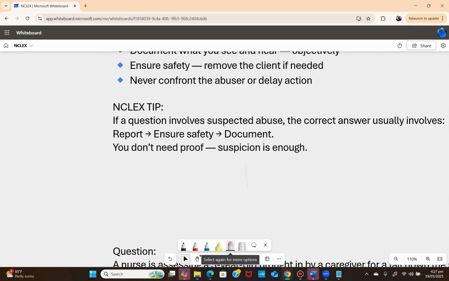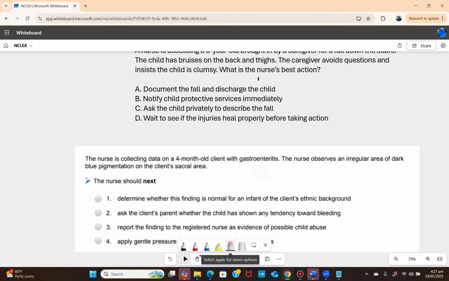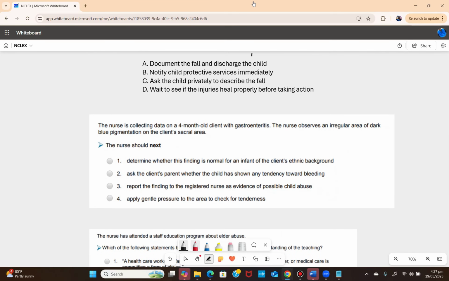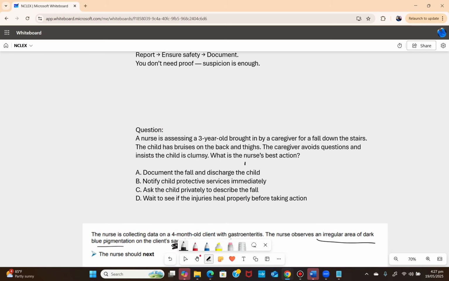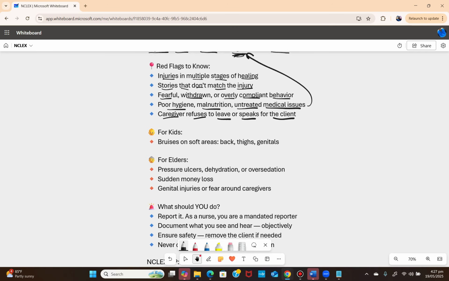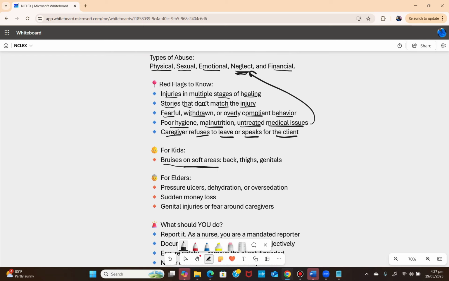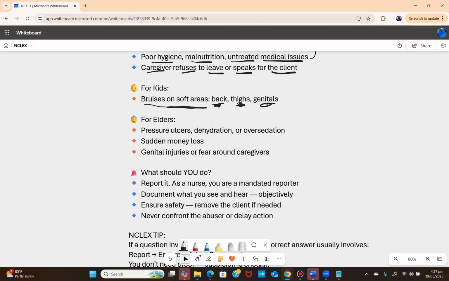Now look at this. Let me show you a certain example. Now if you look at this example right here, if you look at option 3, it's talking about possible what? Child abuse. Now this is the main reason why NCLEX wants you to know signs of abuse. Now, the patient is having issues like irregular area of dark blue pigmentation, but look at where they're having it, their sacral area, and that is a bony area. So this is not a sign of abuse, because NCLEX wants you to identify only what? Bruises on soft area, which is the back, the thigh, the genitals. Right, that's what NCLEX wants you to identify.